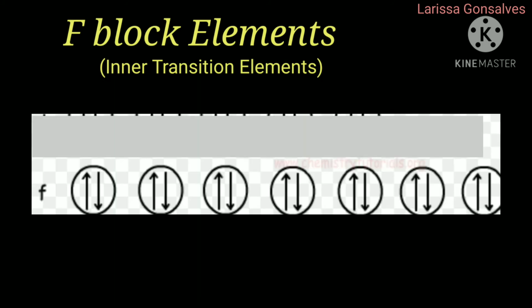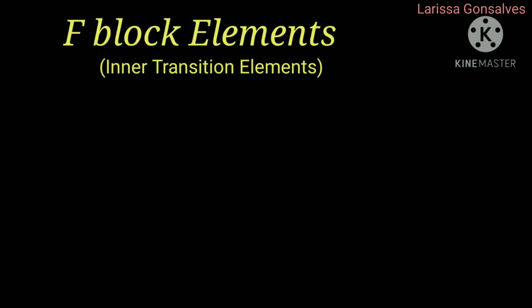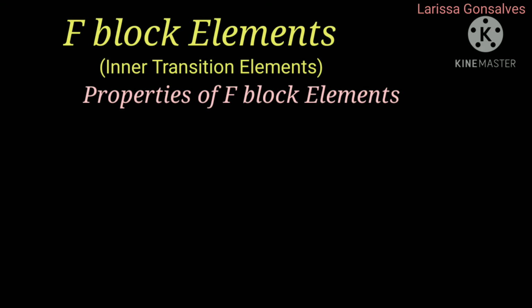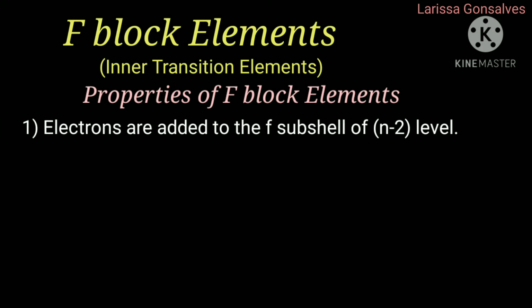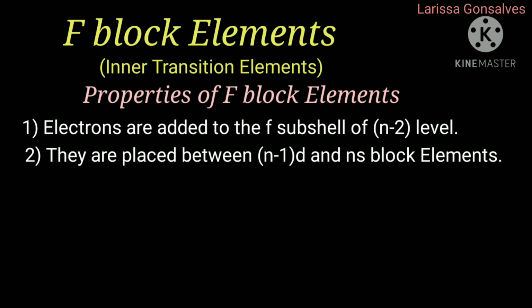The f orbital has a capacity of occupying 14 electrons. The lanthanoids are characterized by the filling up of 4f orbitals and the actinoids are characterized by the filling up of 5f orbitals. Let us now study some properties of the F block elements. The properties of the F block elements are similar to the D block elements. In F block elements, the electrons are added to the f subshell of the n-2 level. They are placed between the n-1 d and ns block elements.